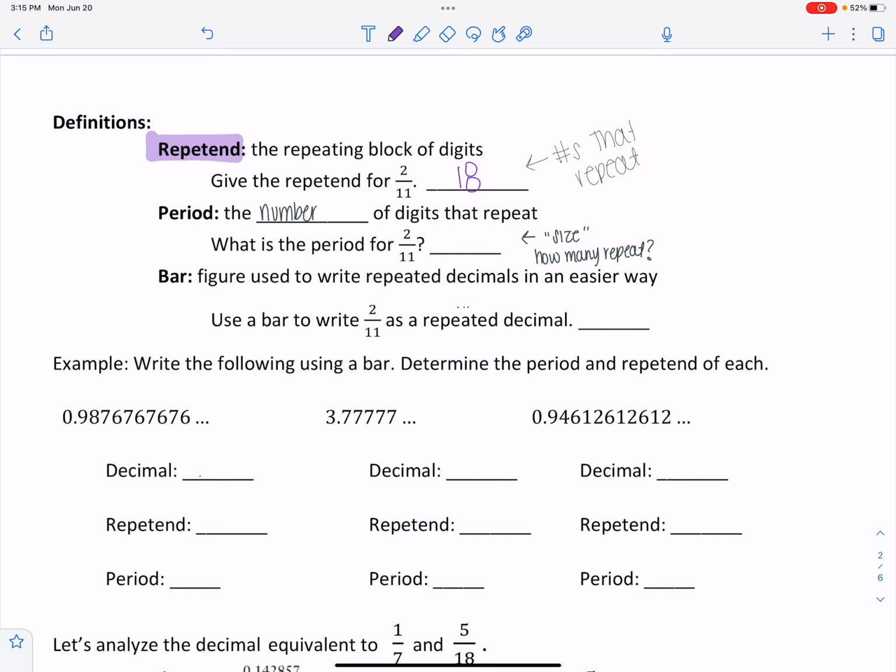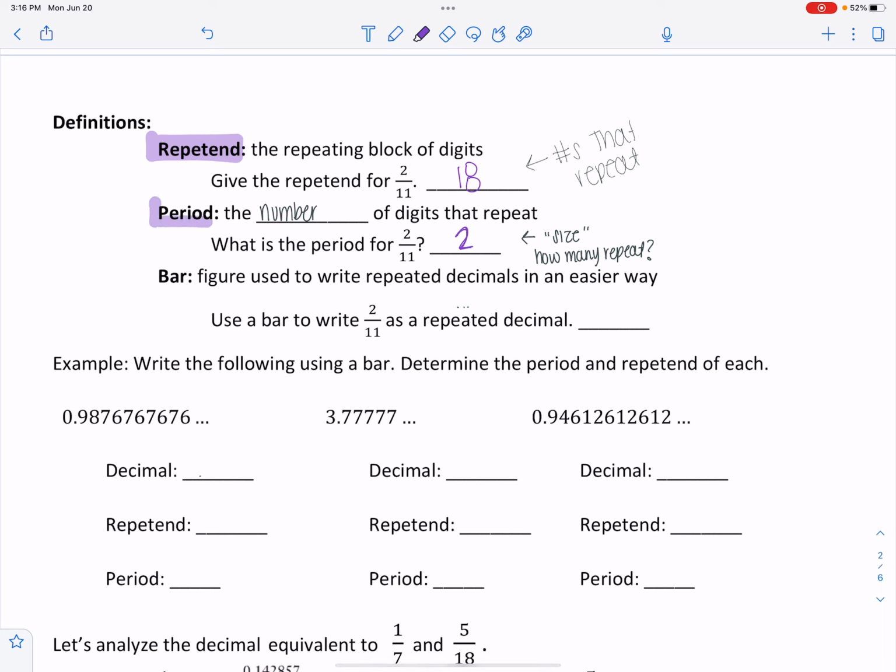The period is going to be the number of digits that repeat, the size of that. So looking back at the period for 2 over 11 or 0.181818, the size is going to be 2. There are 2 numbers that repeat, the number of numbers that repeat.